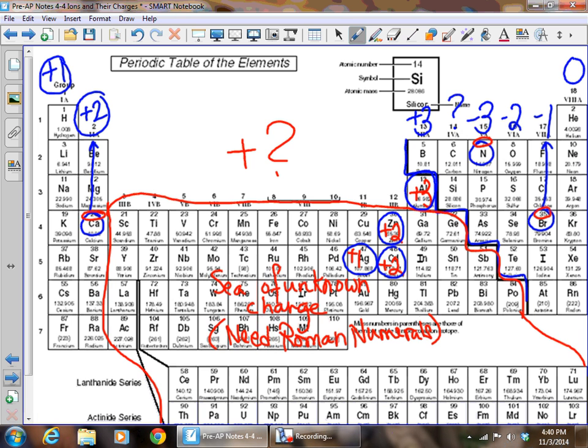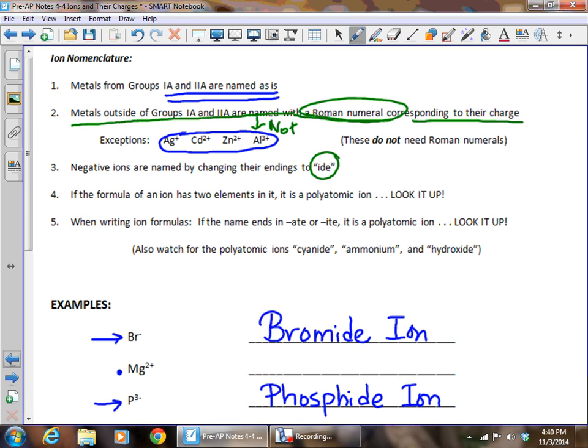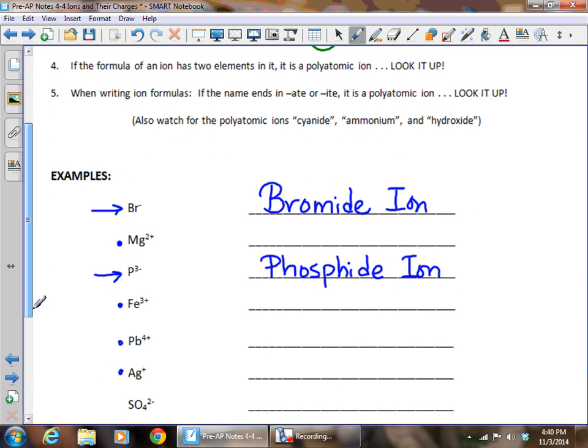So let's go back now and look at magnesium. If you find magnesium, you'll see that magnesium is in group 2A. It has an always true +2 with it. Since it is in a known charge area of the periodic table, we can just name it as is. All we have to write is magnesium ion.